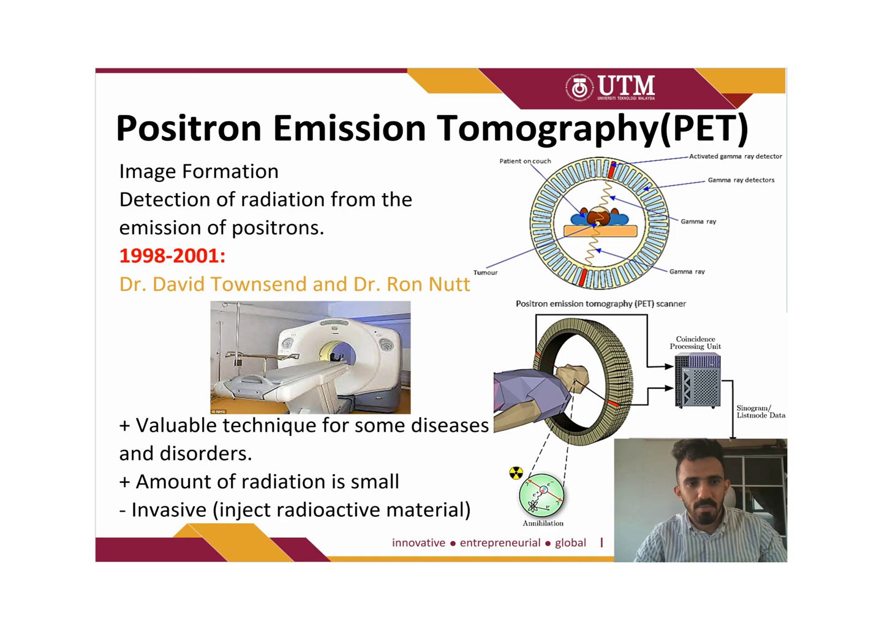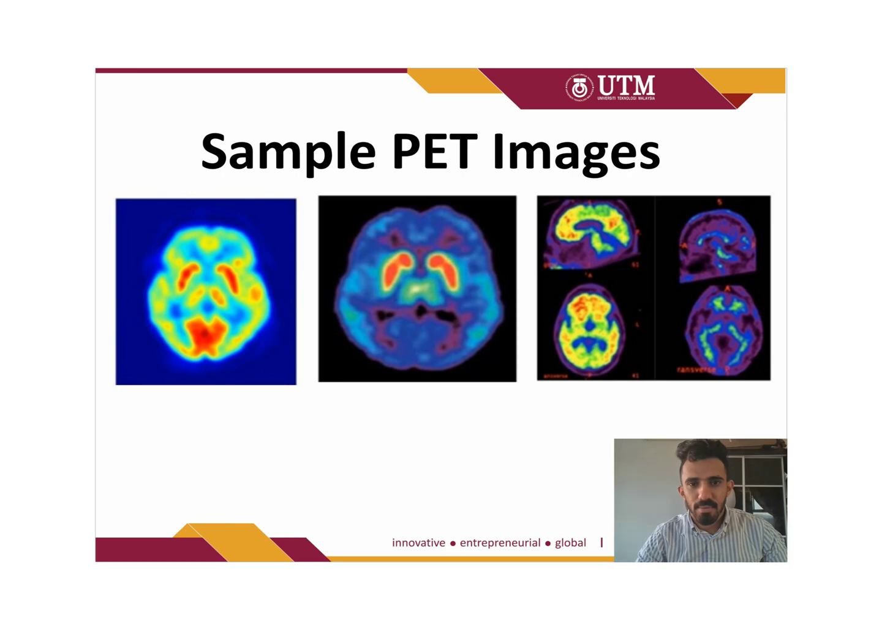Image processing, which is my topic. Positron emission tomography is one of the image processing devices to pinpoint differences in tissue on the molecular level. The PET was developed in 1998 to 2001 by Dr. David and Dr. Ron. There are some techniques for this device, which are the positive available techniques for some diseases or disorders. The positive: the amount of radiation is small. The negative: injection of radioactive materials. And here is a sample of the PET image.